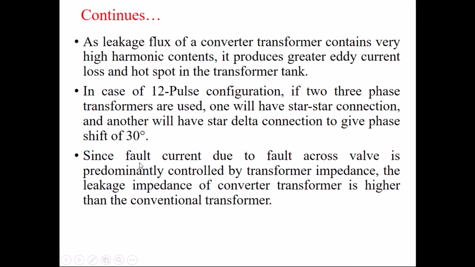So that's why this sentence is written here: since the fault current due to a fault across the valve is predominantly controlled by the transformer impedance, the leakage impedance of the converter transformer is higher than the conventional transformer. In the same way as I explained, suppose a fault happens on the converter side or in the converter valve, or a short circuit happens in the valve, so a huge amount of short circuit current flows from the supply side. To limit this short circuit current, we intentionally increase the leakage impedance by designing the transformer in such a way that we get a high amount of leakage impedance.